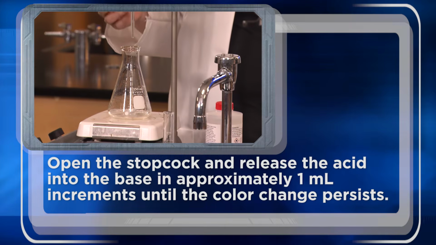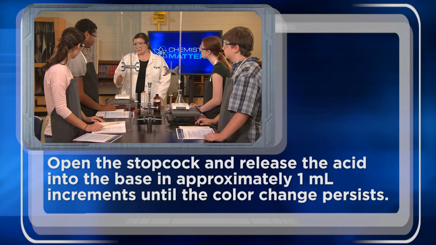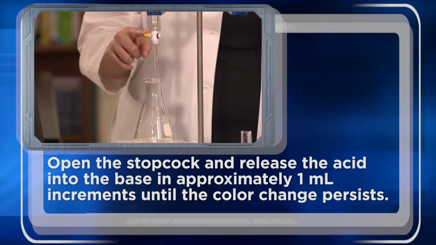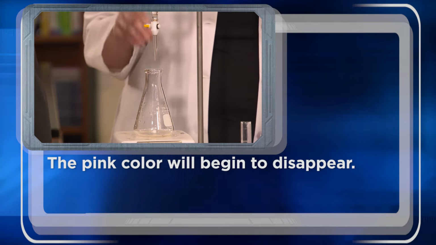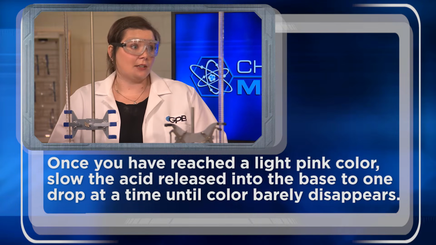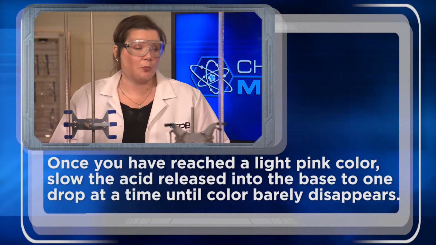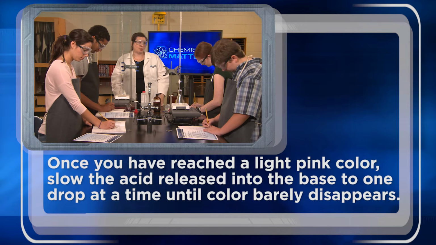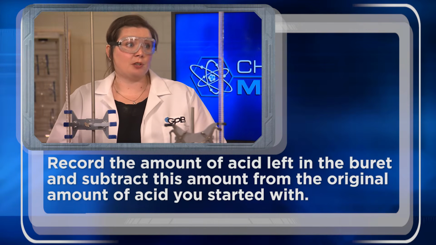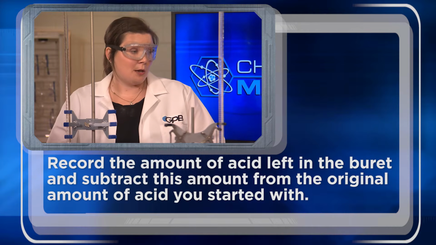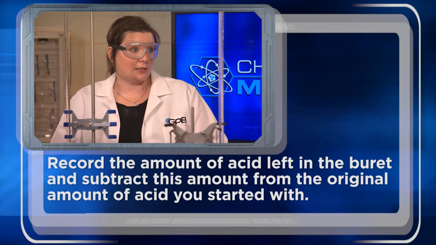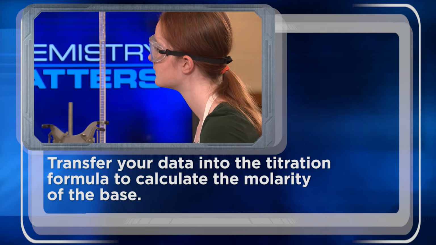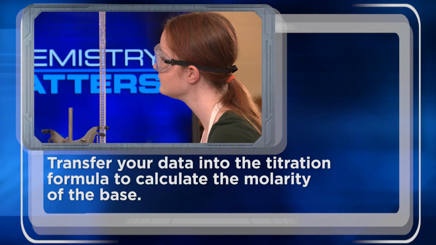Then you'll begin adding the acid by opening the stopcock of the burette in about 1 milliliter increments until the color change persists. The pink color is going to disappear. Once you get a light pink, you'll start adding the acid 1 drop at a time until the pink barely disappears. Once it's done, you've reached the end point. Then it will be time to determine the volume of acid that you used in your titration by subtracting your final volume of acid in the burette from the starting volume. Then you'll use that information in the titration formula to calculate the molarity of the base.